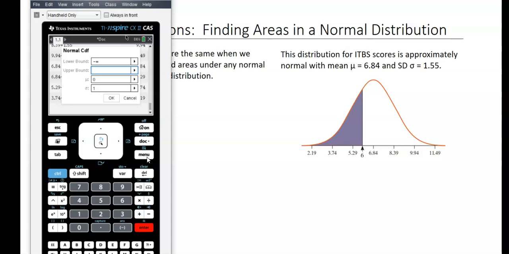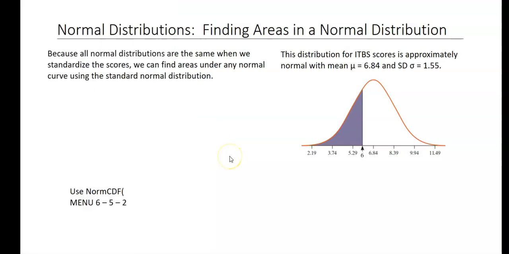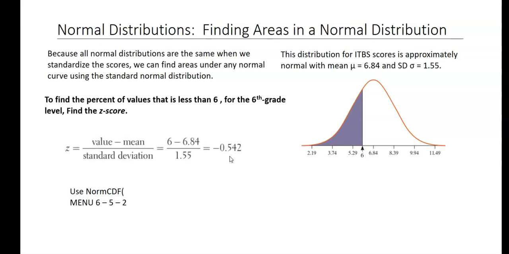Well, I'm going to do it two ways. First, let's figure out the z-score. Let's do it with the z-score. So you would plug that into your calculator. 6 is the value, minus 6.84, which is the mean, and they said the standard deviation is 1.55. So you get that z value of negative 0.542. And you can see that purple area starts about halfway between 0 and negative 1 on the scale. So negative 0.542.